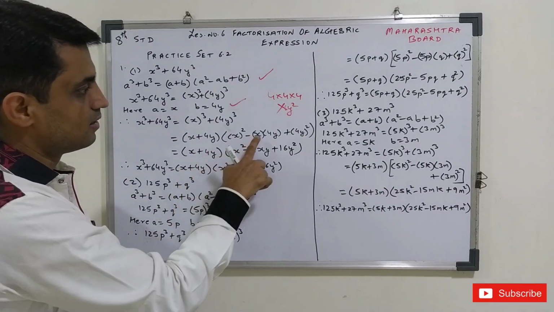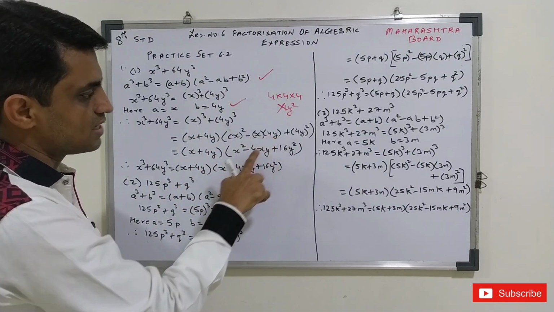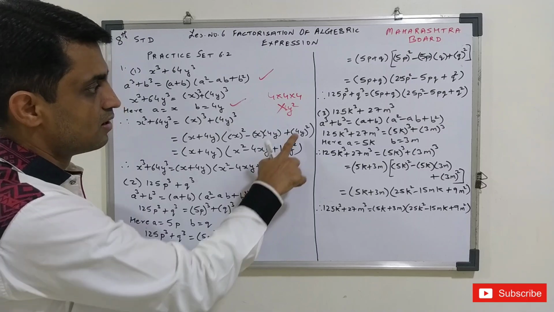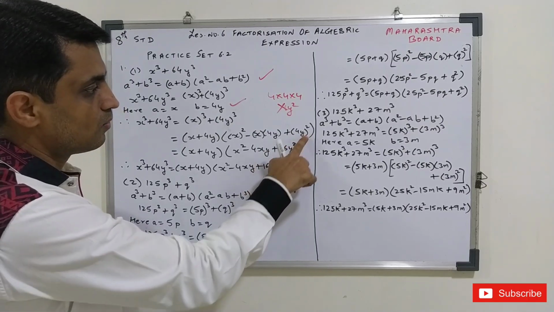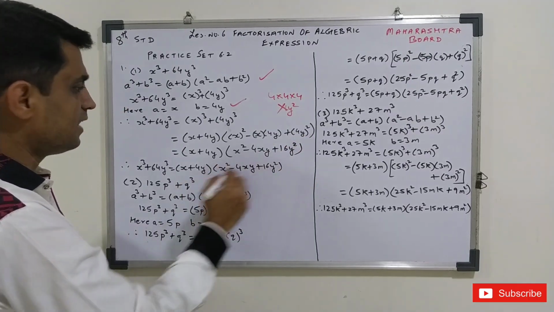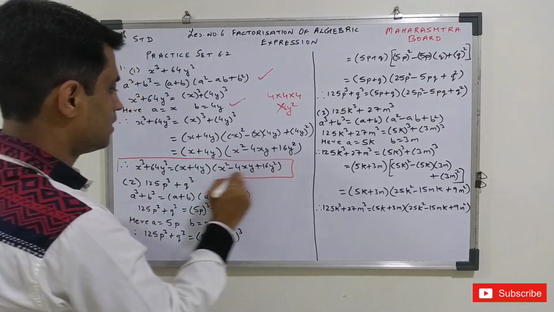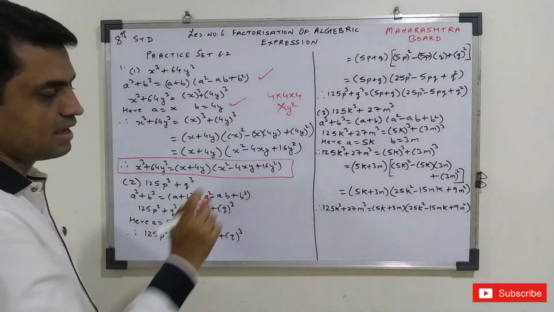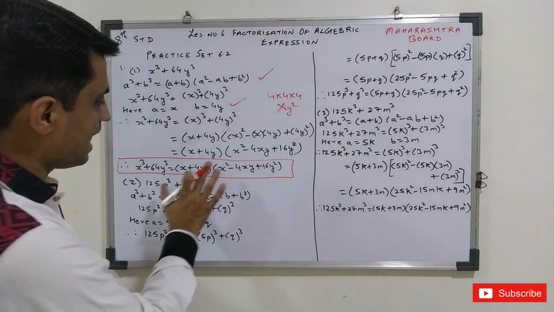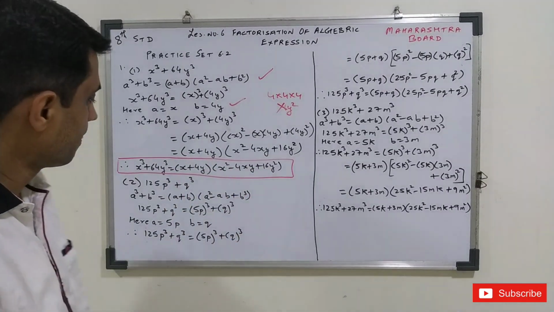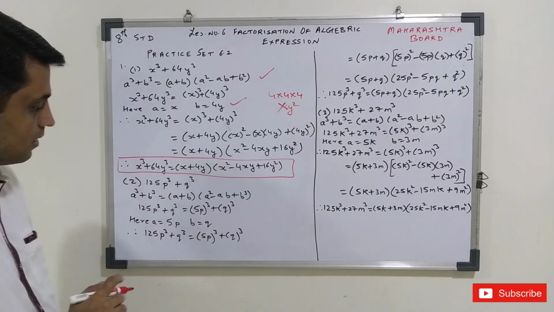Now x square is x square as it is. x into 4y is what? 4xy, plus 4 square is 16y square. And then we write this as the final answer. Now, if any like terms are there, then you can add, but there are no like terms. So this is the final answer. Moving on with the next.